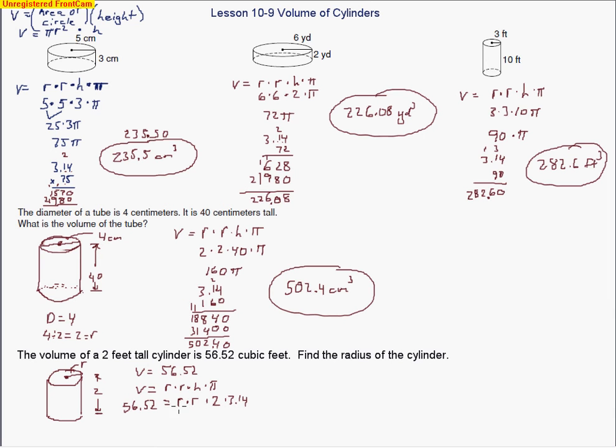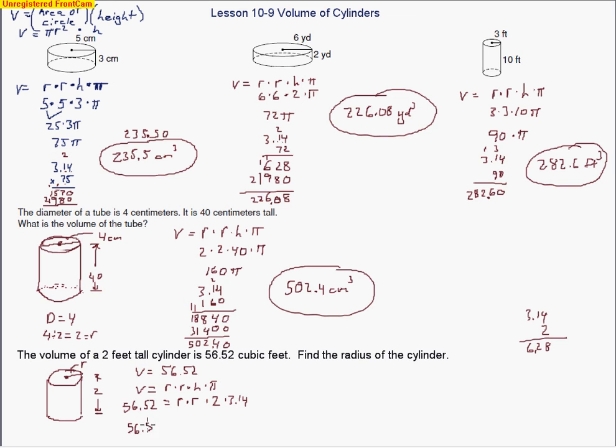Well, now we have to solve for the radius. We need to isolate these two radii here. And so we're going to multiply the 2 and the 3.14. Off to the side here, I'm going to do 2 times 3.14. So I go ahead and do that work. That makes 8, 2, 6. Decimal point 2 spaces over. 6.28.